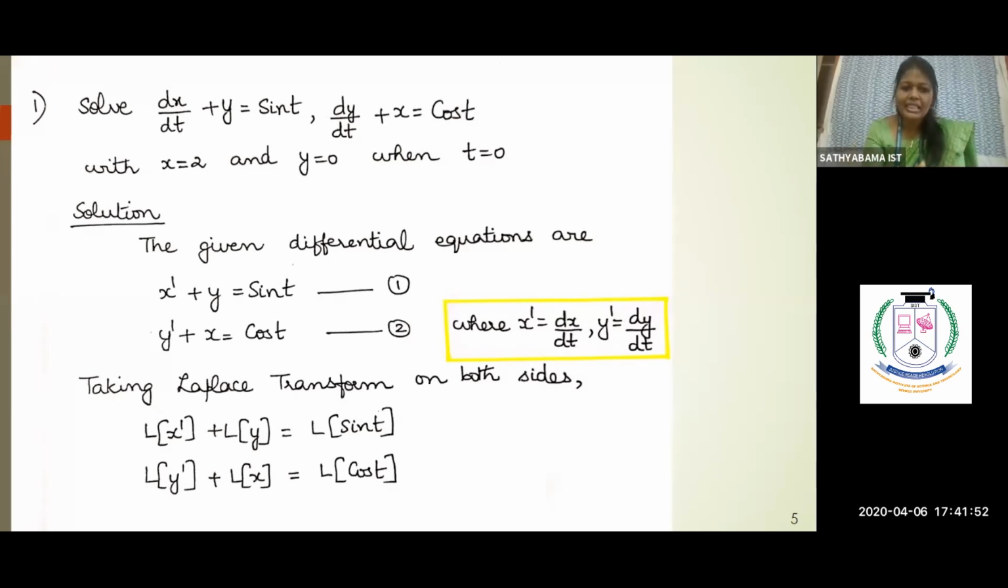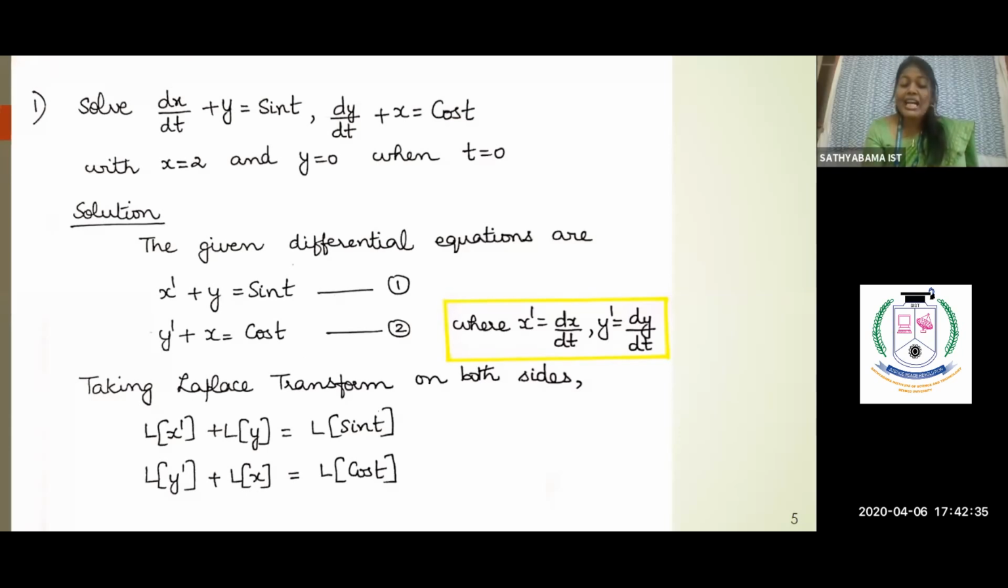Now this is the question. So you all know what you're going to do now. You're going to find the values of x and y. So let's begin the solution. Now step 1, I'm going to tell you in steps. Every problem will have 6 steps. So it's really easy for you to understand the procedure. So let's begin with step 1. First step, all you have to do is replace dx by dt by x dash and dy by dt by y dash. It's just a notation. So I've got the first two equations, x dash plus y equal to sine t, y dash plus x equal to cos t. Step 1 is over.